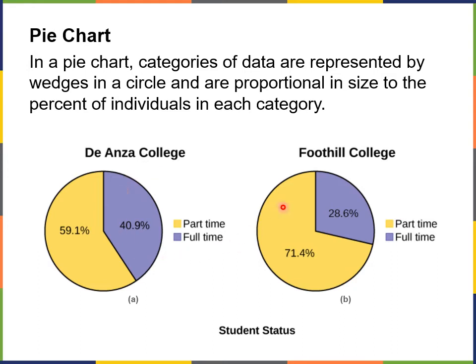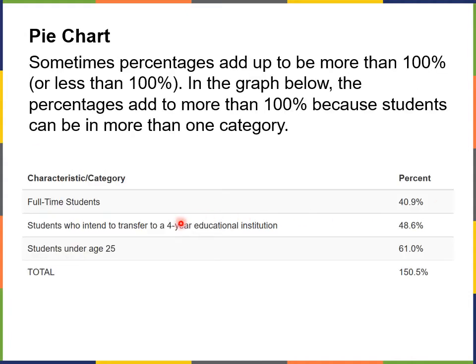Again, pie charts. Instead of just a basic table, you could use pie charts to describe things. I think people identify more with the visual than the raw number values of things, so this is a good way to display your information. A pie chart would simply come from putting your stuff into a table here. Oftentimes when you put your information into a table, it doesn't really add up to 100%, depending on what you're looking at. So look at this one: full-time students, 40.9%. Students who intend to transfer to a four-year educational institution, 48.6%. Students under 25, 61%.